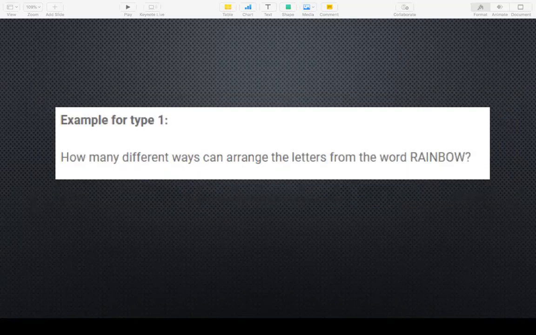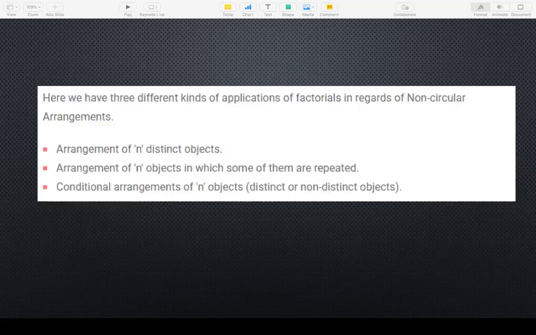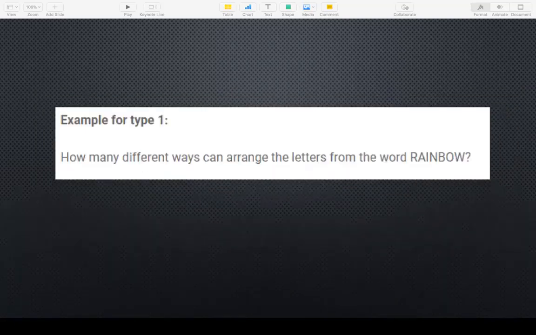The very first type, example for type 1. How many different ways can we arrange the letters of the word rainbow? So what will be the answer, guys? You can relate it with type 1, right? In type 1, it was simply arrangement of n distinct objects. So the question is, how many different ways can letters of the word rainbow be arranged?